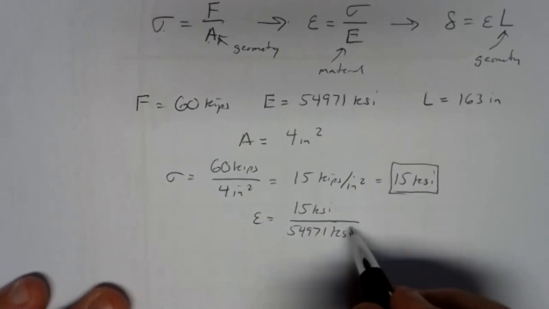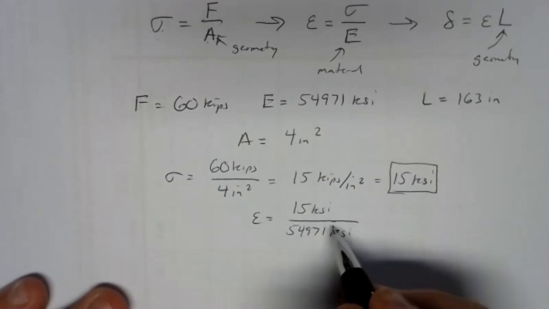54,971 KSI. Now, important thing to remember here is to make sure you've got the same units.